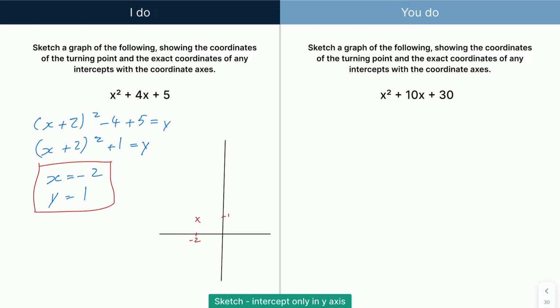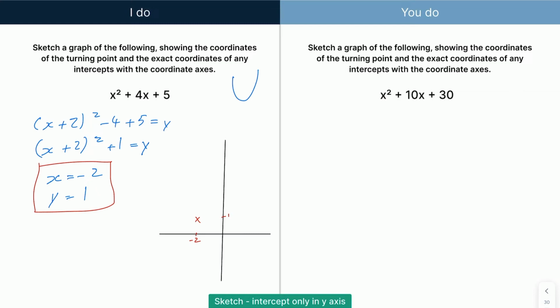That's not enough for us to sketch the graph. We also need the intercept. Since the x squared term is positive, we know the graph is going to look something like this. So we can find the y-intercept. We know this graph is going to have no x-intercepts in this case.